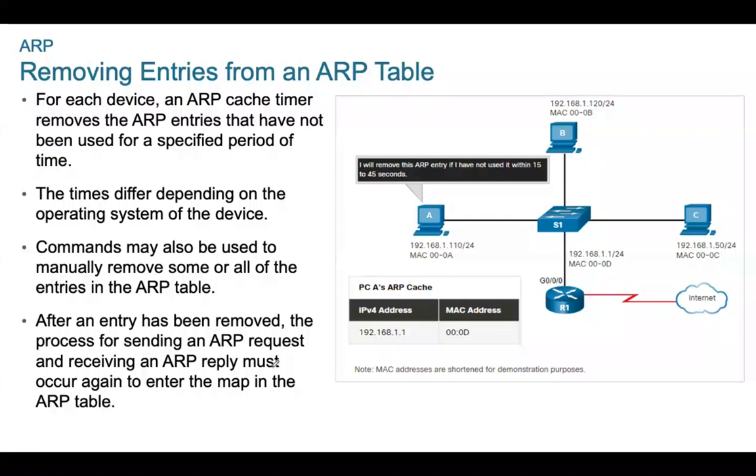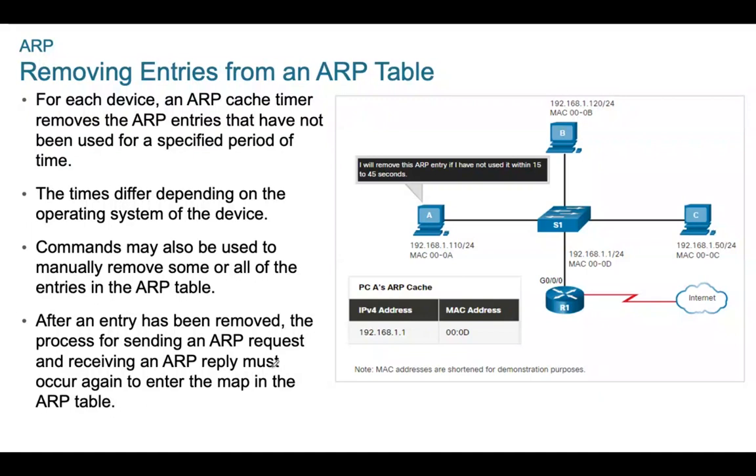ARP request from PCA looking for the MAC address of PCC. In this video, we will see the ARP reply in response to that ARP request. PCC, when it received the ARP request, examined the target IPv4 address, compared it against its own IPv4 address, and noticed that it was the intended target. So PCC will generate an ARP reply in response to that ARP request. The ARP reply includes its own IPv4 address and its own MAC address. It is sent to PCA. ARP replies are sent as a unicast, so the destination MAC address is that of PCA.